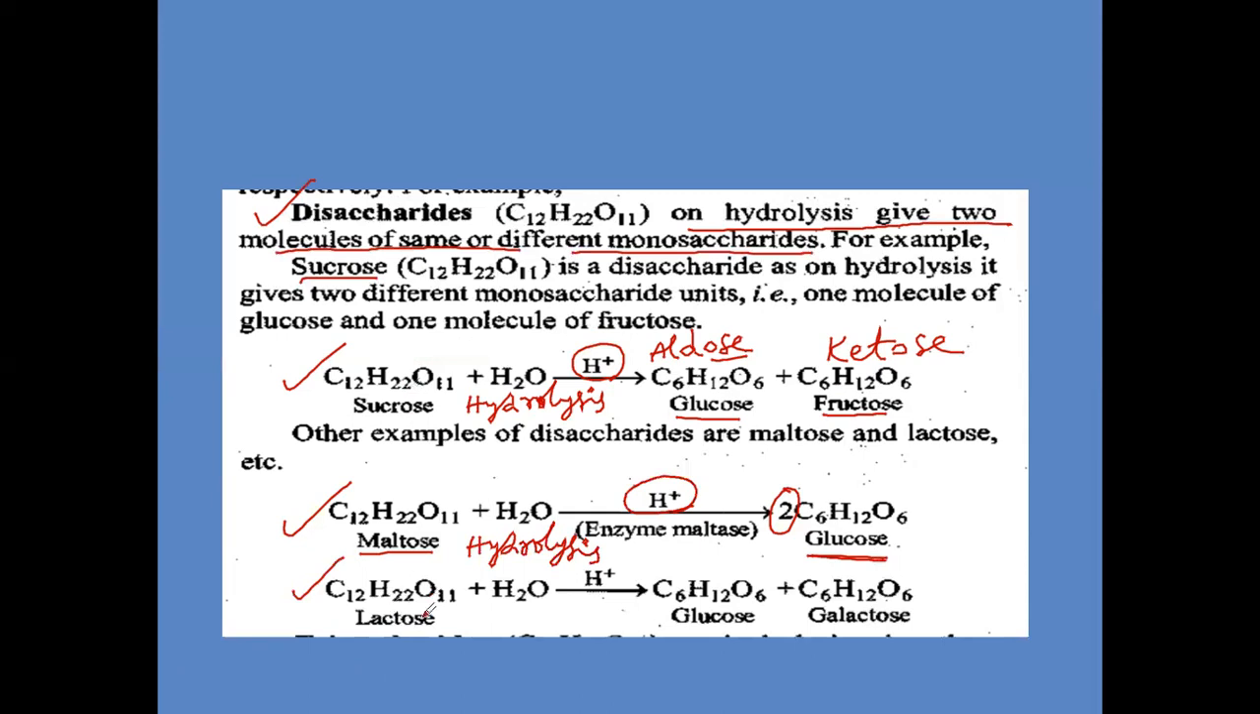All are undergoing which process? Hydrolysis process. In which medium? Acidic medium. Then what are we getting in this case? From lactose, we are getting a glucose molecule and a galactose molecule. Galactose also has the same molecular formula, C6H12O6. So like this, galactose and glucose are produced as monosaccharides from the lactose molecule.